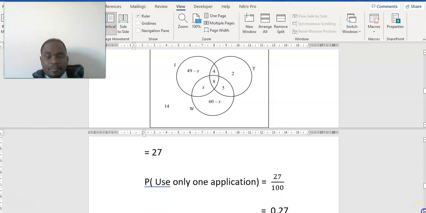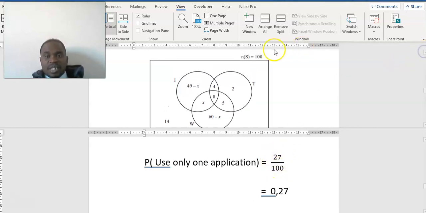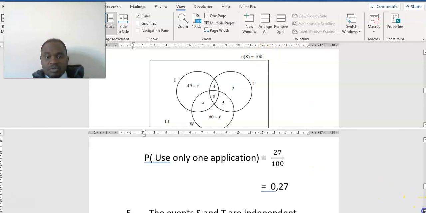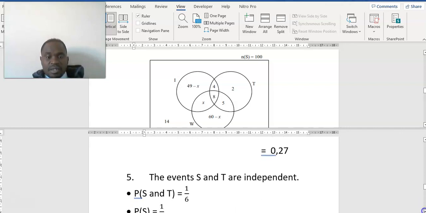Okay. Then the probability is going to be the 27 that you found over the total outcome, the number of the sample space, which is 100. That gives us 0.27.